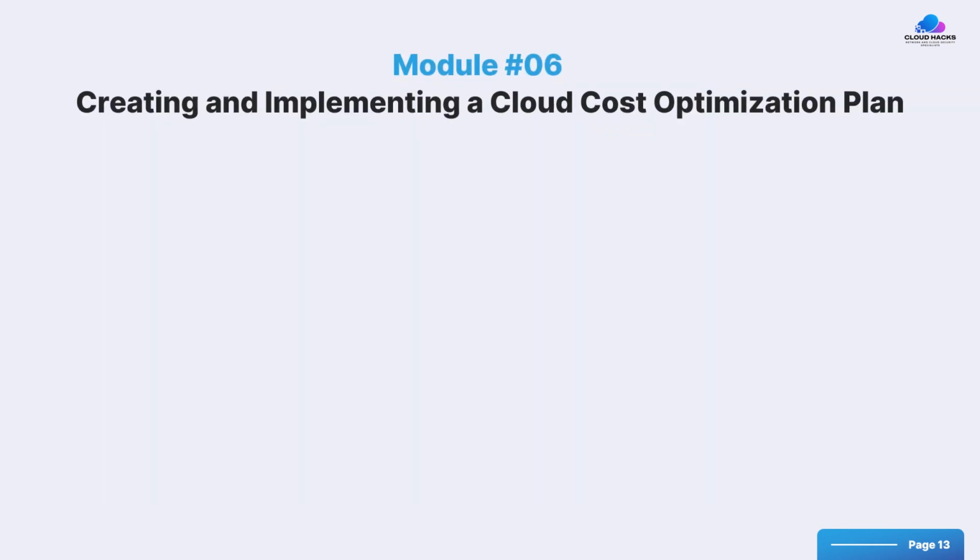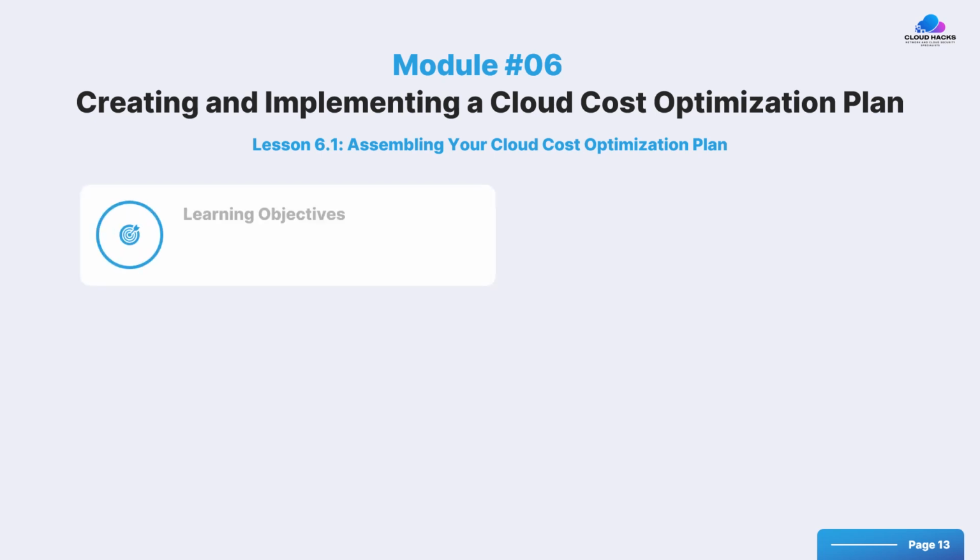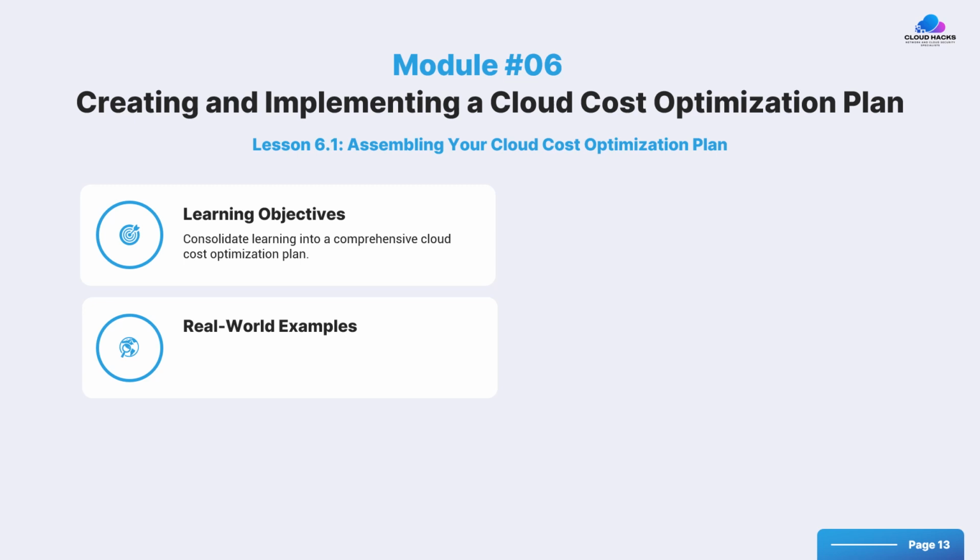Module 6. Creating and implementing a cloud cost optimization plan. Lesson 6.1, Assembling your cloud cost optimization plan. Learning objectives. Consolidate learning into a comprehensive cloud cost optimization plan. Real-world examples. Review successful cloud cost optimization projects.